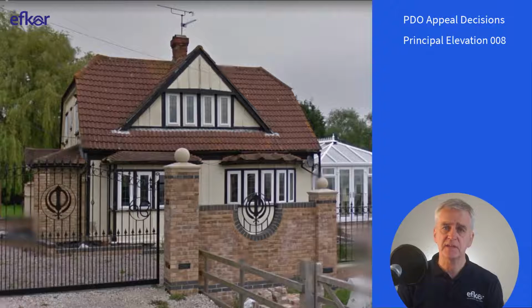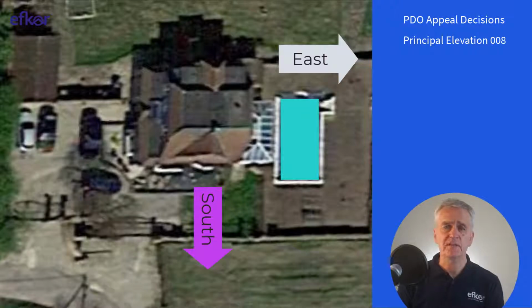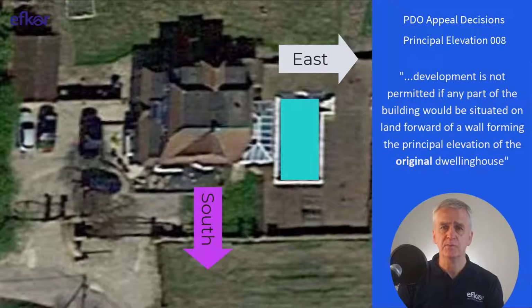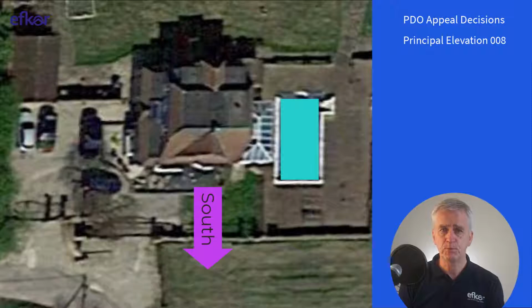This is a detached property with a swimming pool located to the south and east of the building. The appellant applied for an LDC to erect a pool building to enclose the pool. The council rejected the application. Under E1C, development is not permitted if any part of the building would be situated on land forward of a wall forming the principal elevation of the original dwelling house. The council considered the principal elevation to be the south-facing elevation, and the proposed pool building would be sited forward of the principal elevation.